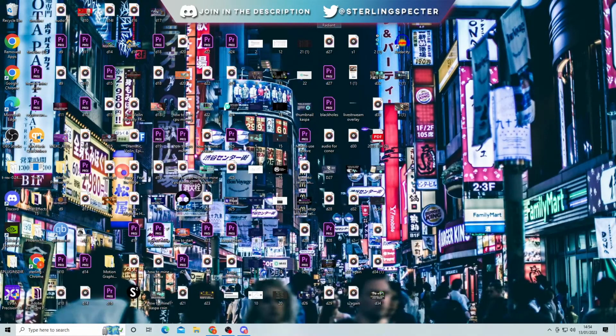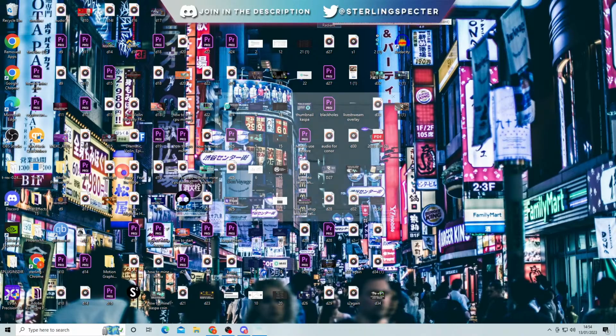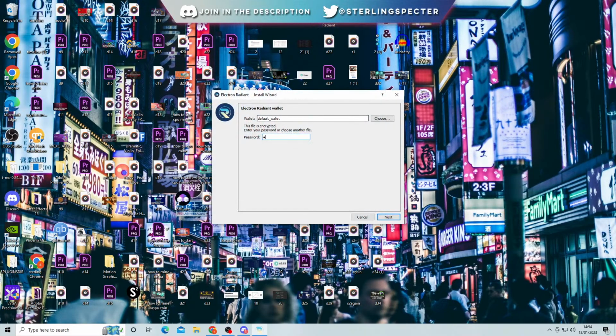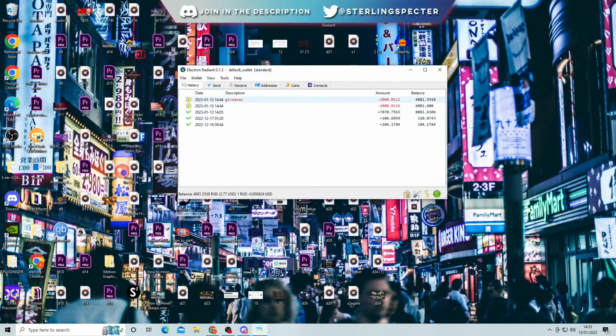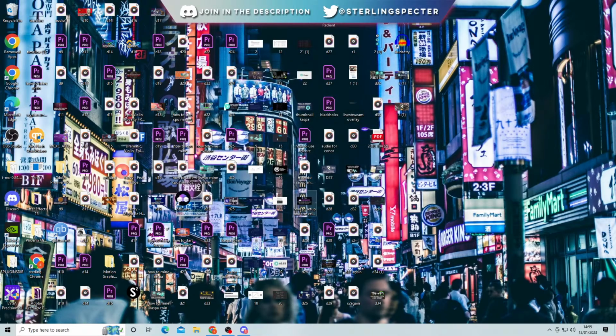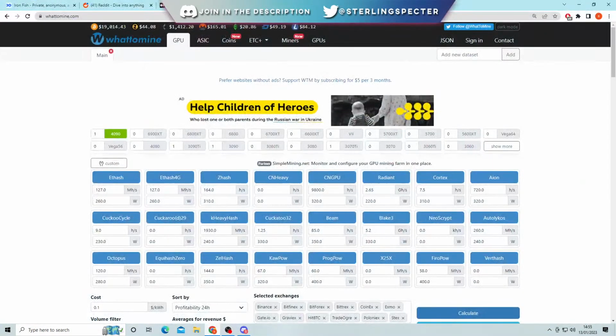Let's check this Radiant wallet, see if the transaction went through. I'm not exposing anything here. Okay, so they both went through. Cool. So that's already done.